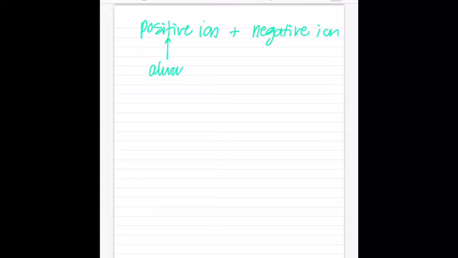Now, let's move on. What happens when we start putting these together? I'm going to give you a couple of examples. Normally what happens is you're going to put a positive ion together with a negative ion. Positive always goes first. Okay, the positive ion always goes first. So here is an example. This is how it is written.